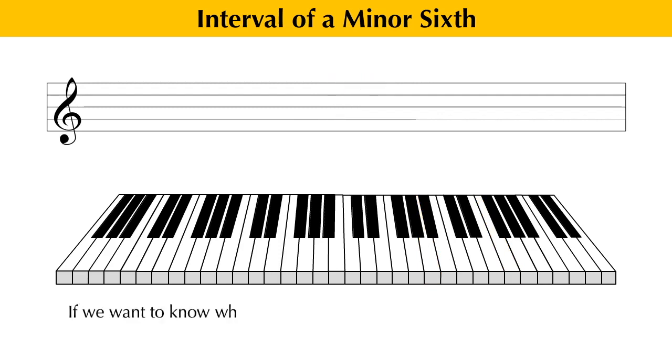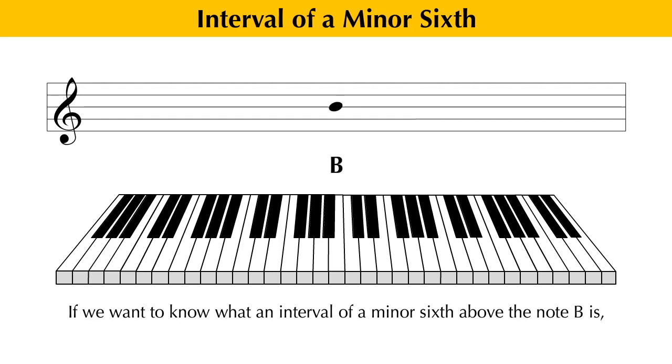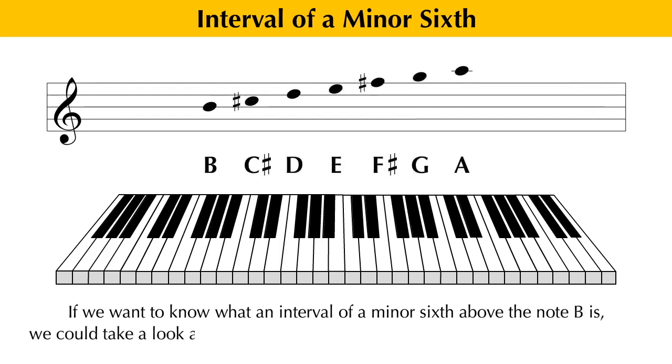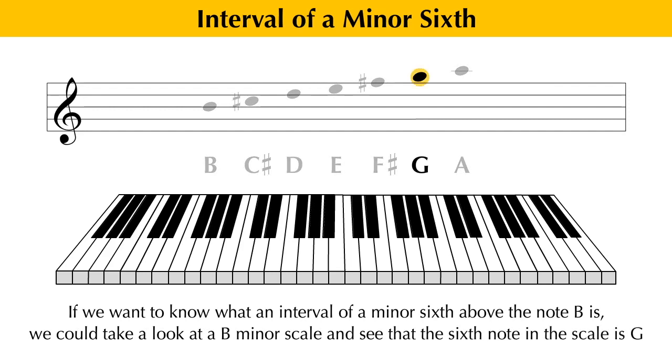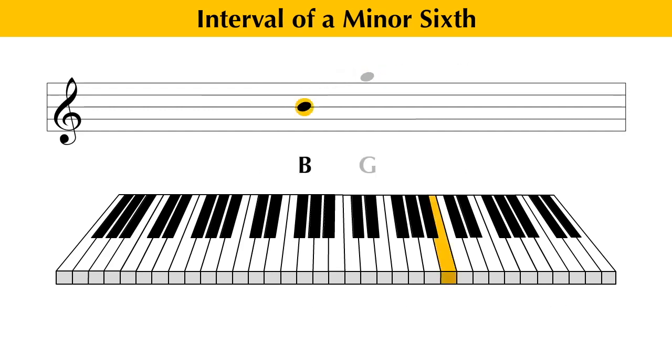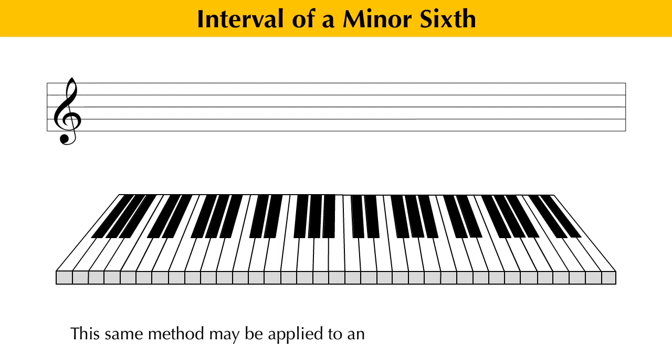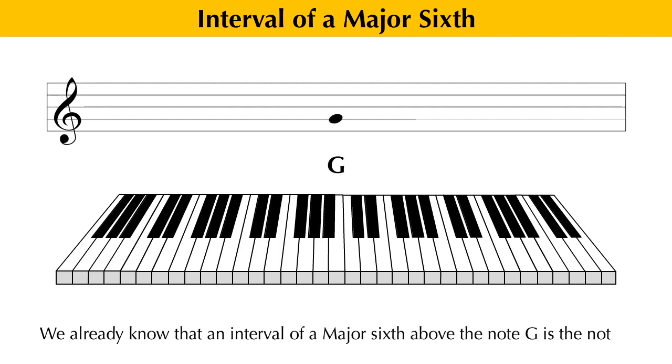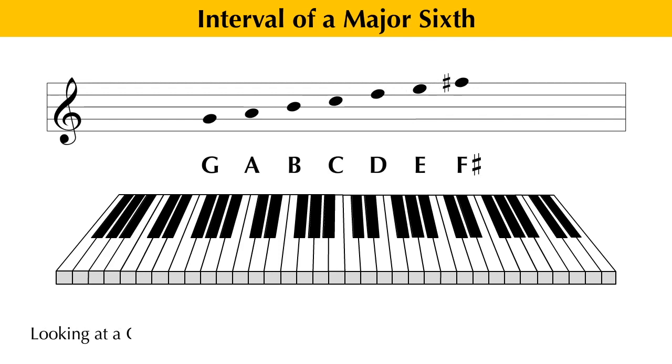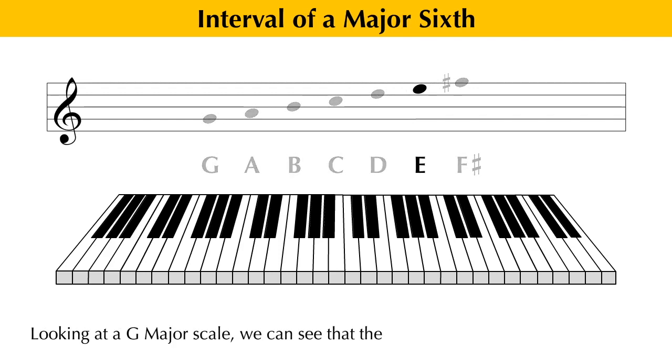Likewise, if we want to know what an interval of a minor sixth above the note B is, we could simply take a look at a B minor scale and easily see that the 6th note in the scale is the note G. This same method may be applied to an interval of a major sixth as well. We already know that an interval of a major sixth above the note G is the note E. Looking at a G major scale, we can see that the 6th note in the scale is in fact the note E.